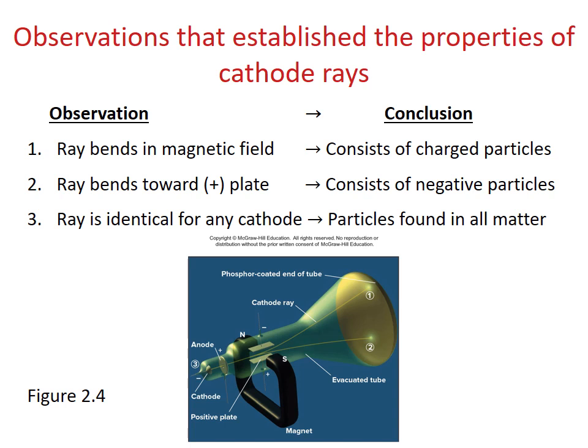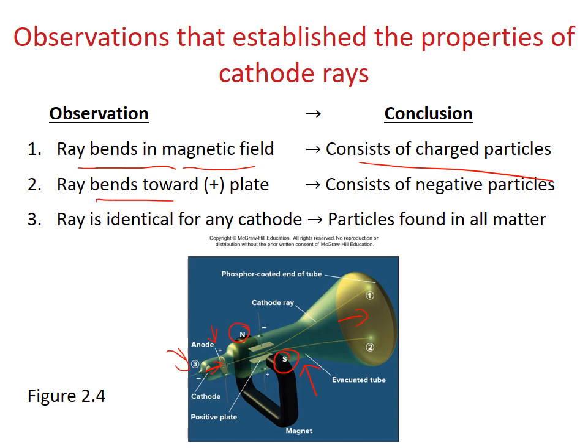This diagram illustrates the experiment that led to the discovery of electrons. A vacuum tube consists of a cathode and an anode. When the power is turned on, a ray could be seen coming out of the cathode towards the end of the tube. Here are the observations and conclusions. The ray bends in a magnetic field, which indicates the ray consists of charged particles.